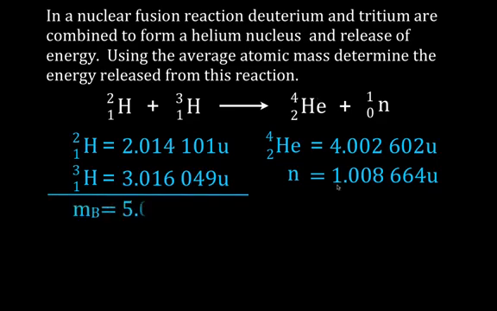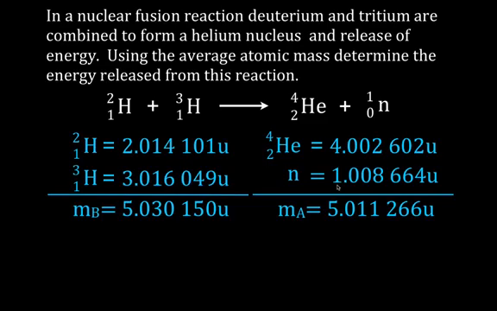So we add up what we have on the left-hand side, and we get 5.030150. And on the right-hand side, we're going to get 5.011266. And you'll notice the mass of the products is less than the mass of the reactants for this nuclear fusion reaction, and that's our binding energy. So we're just going to find the difference of those two, which we call the mass defect. The mass defect is 0.018884 atomic mass units. And we're going to do it two different ways.